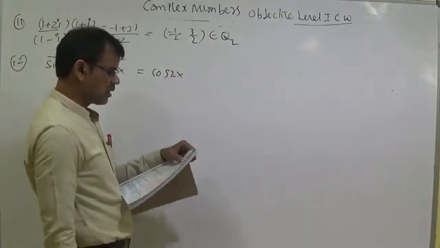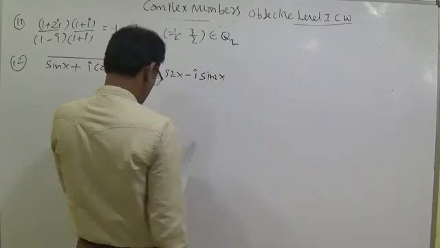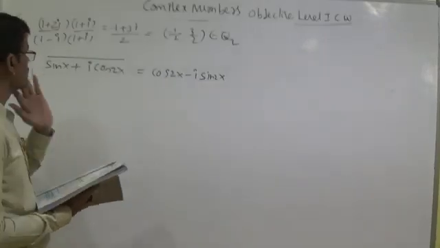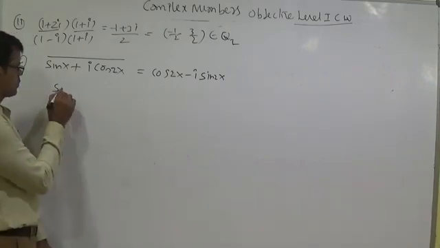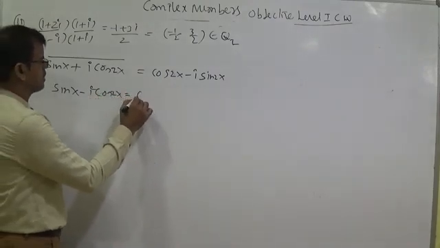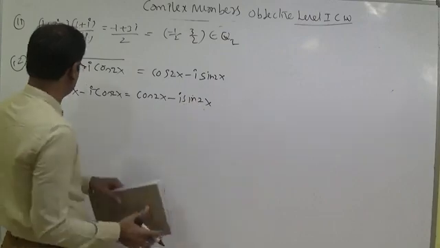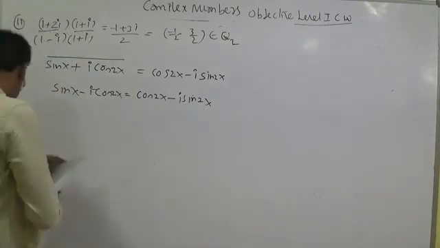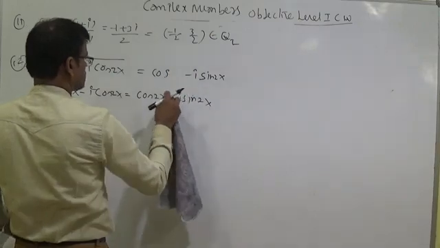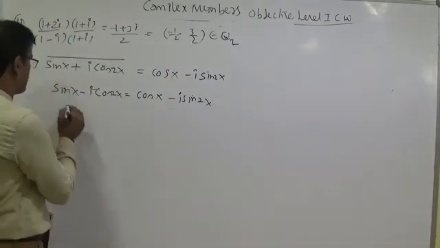Sin x plus i cos 2x bar is equal to cos x minus i sin 2x. Sin x plus i cos 2x, comma, cos x minus i sin 2x are conjugate to each other. So this conjugate is this one, correct. So right here, sin x minus i cos 2x is equal to cos x minus i sin 2x. This is cos x. Compare real and imaginary both sides.